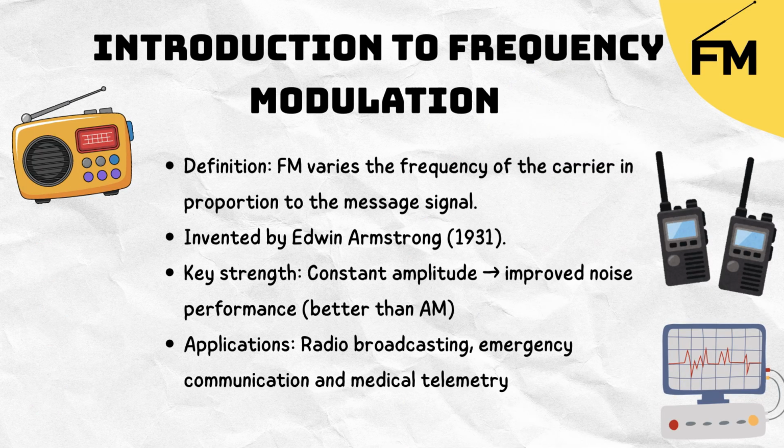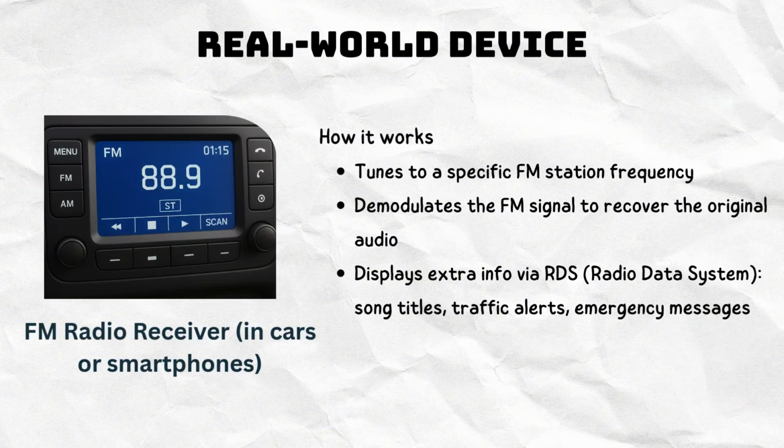Let's begin with frequency modulation, or FM. FM is a type of angle modulation first introduced by Edwin Armstrong in 1931. Unlike AM, which changes amplitude, FM varies the frequency of the carrier to improve noise performance. Because the amplitude stays constant, FM is far more resistant to interference. That's why FM became the backbone of clear radio broadcasting, emergency communication, and even medical telemetry.